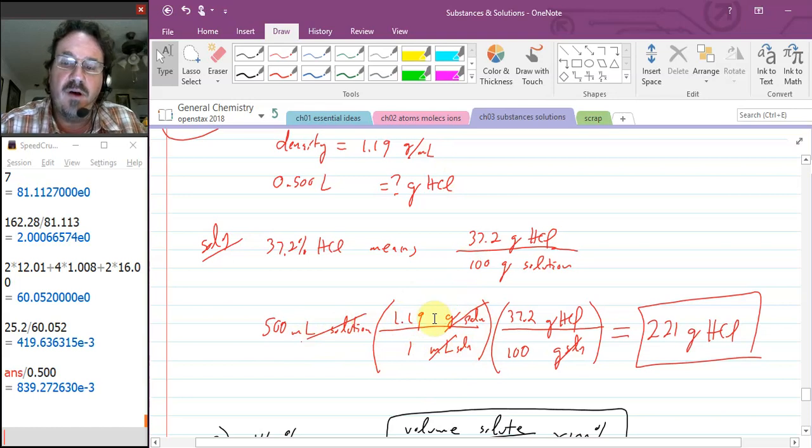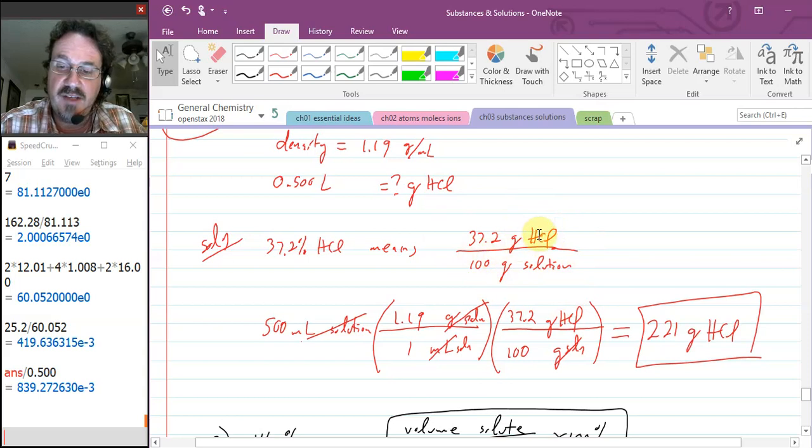They asked me for how many grams of the solute, grams of HCl. Well, there's my concentration. I know it's 37.2 grams of HCl in every 100 grams of the solution, and right now I've got grams of the solution. Great, I can use that as my conversion factor. On the bottom, grams of solution. On the top, grams of HCl. Again, that's from the concentration. And the numbers, find them right there.